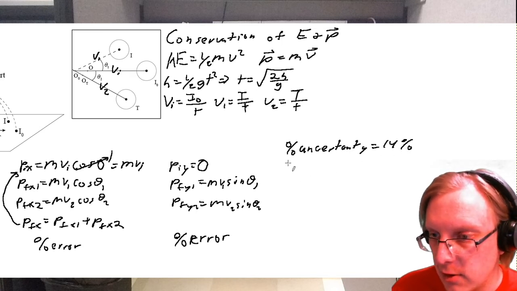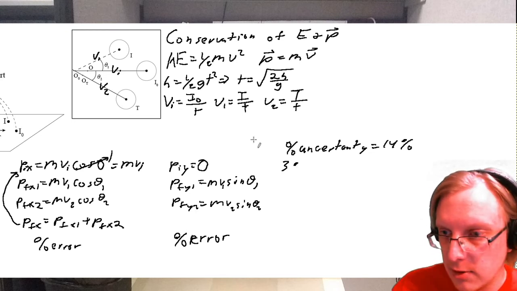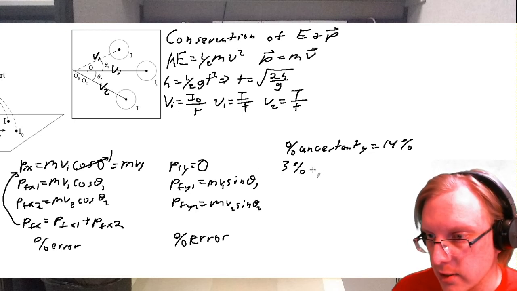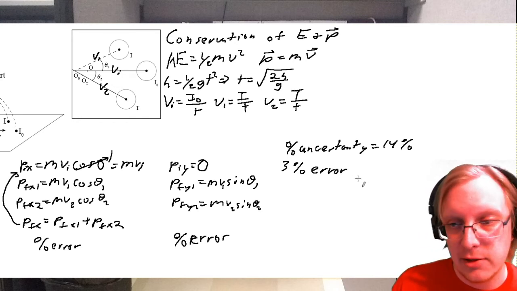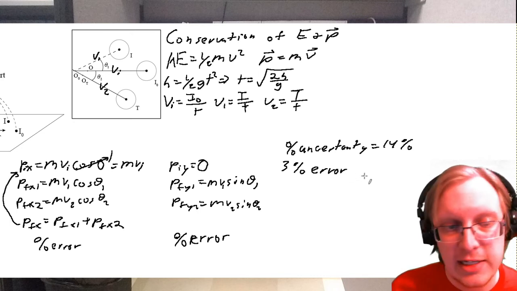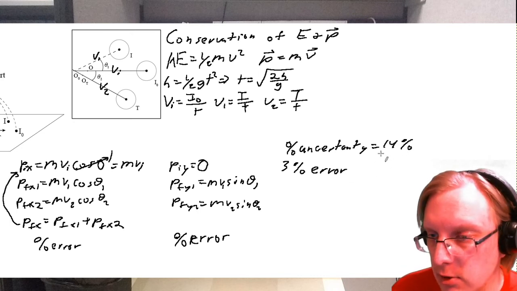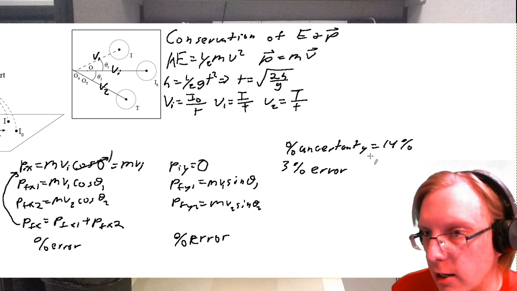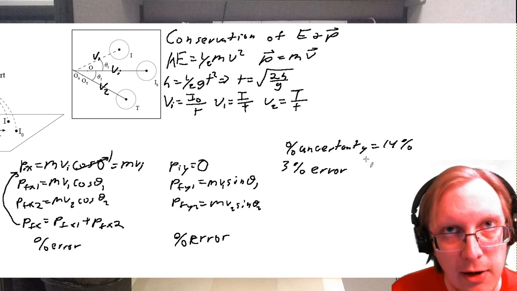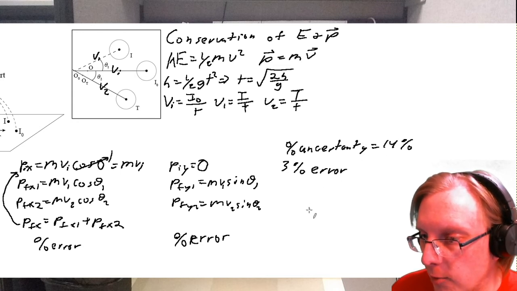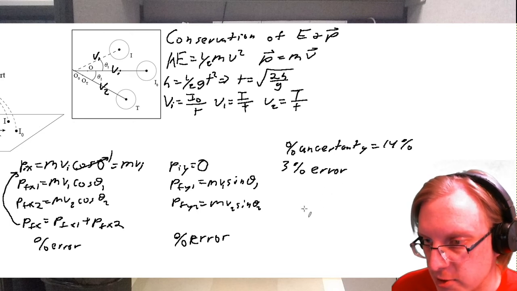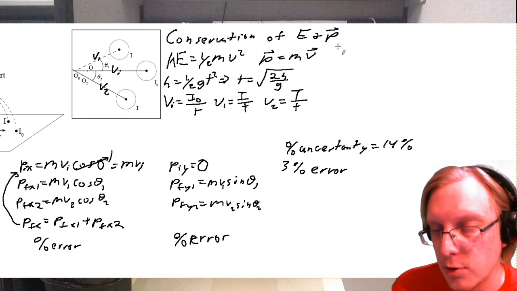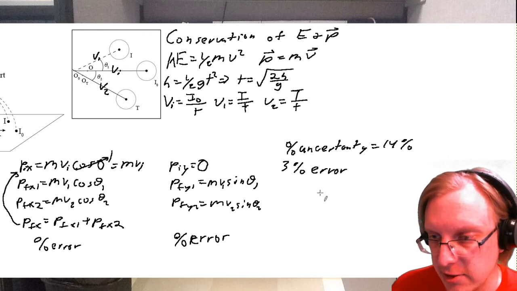You have 3%, that's terrible, try again. 3% errors. You may average them or compare them individually to this 14%. Either way, it doesn't particularly matter. You should get your same answer for this particular experiment. What they're basically asking you to do is compare your percent uncertainty to a percent error. The percent error, if the conservation of energy momentum is exact, should be 0.